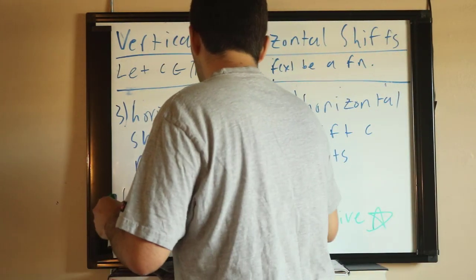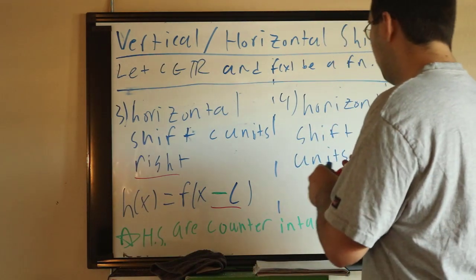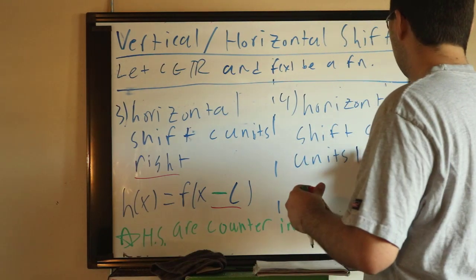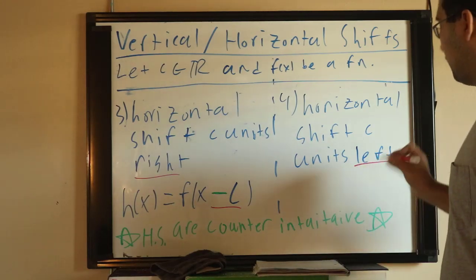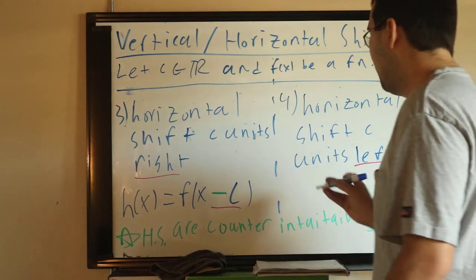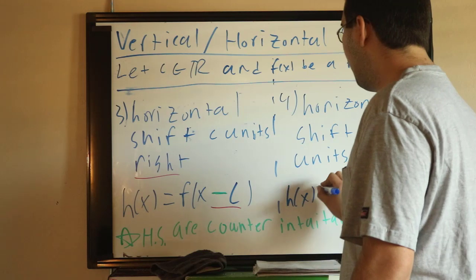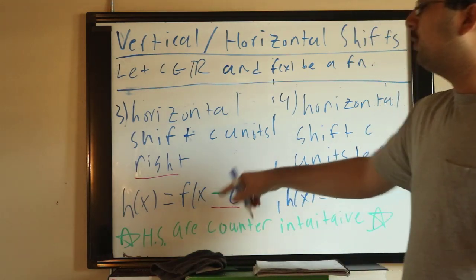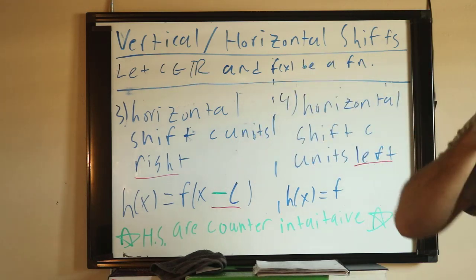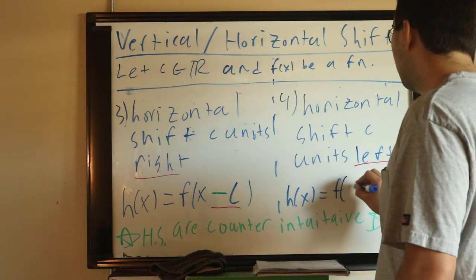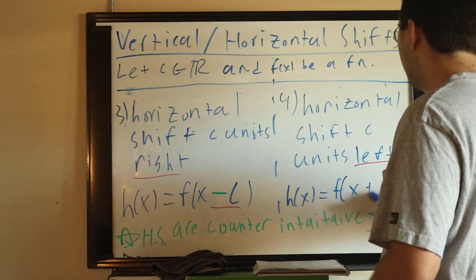So here, we've subtracted c. Now we're going to move left. And so what will our function be? Before, we had h of x equals f of quantity x minus c. Counterintuitive, right? Subtract. Again, same idea holds, counterintuitive.